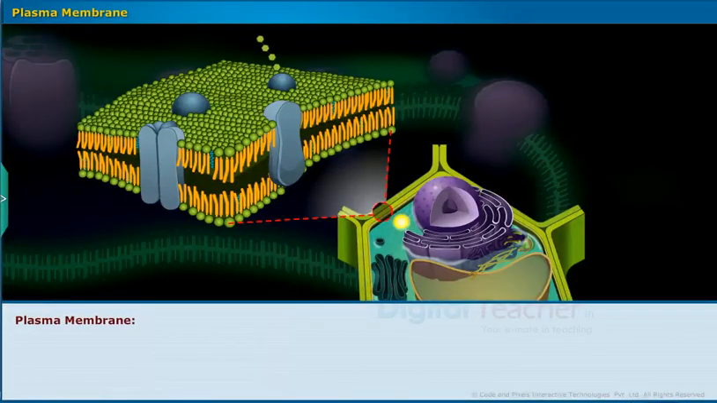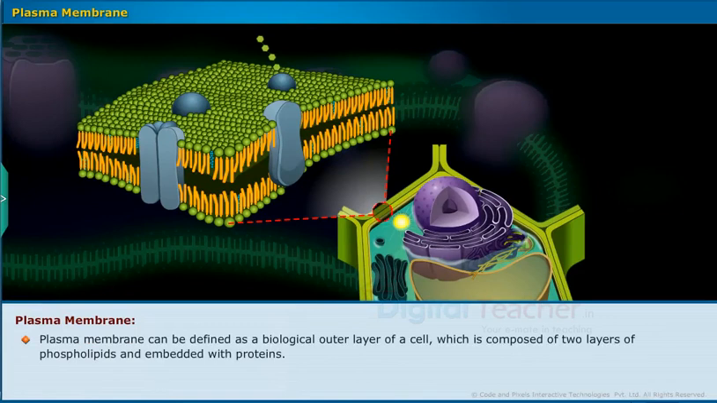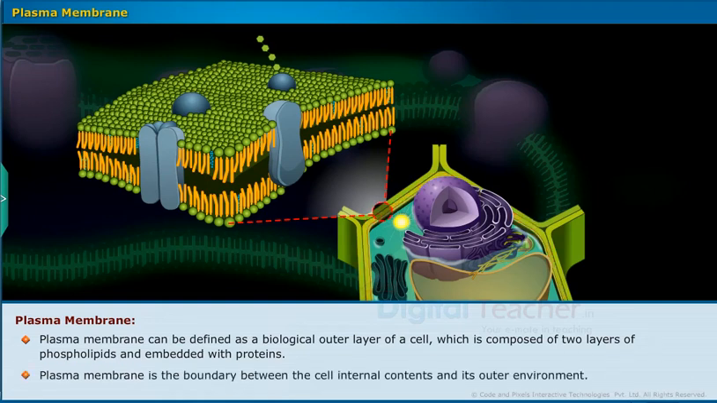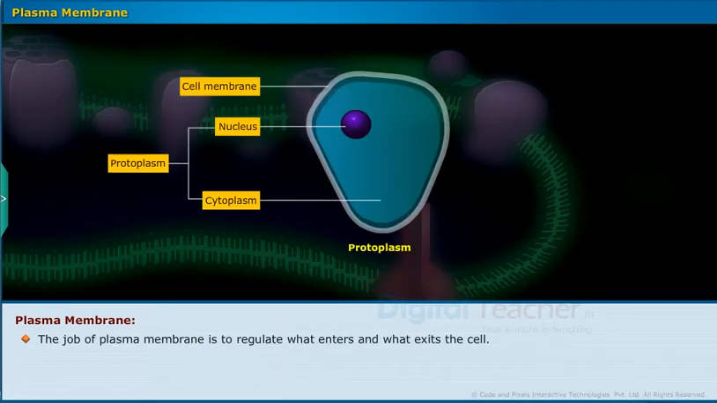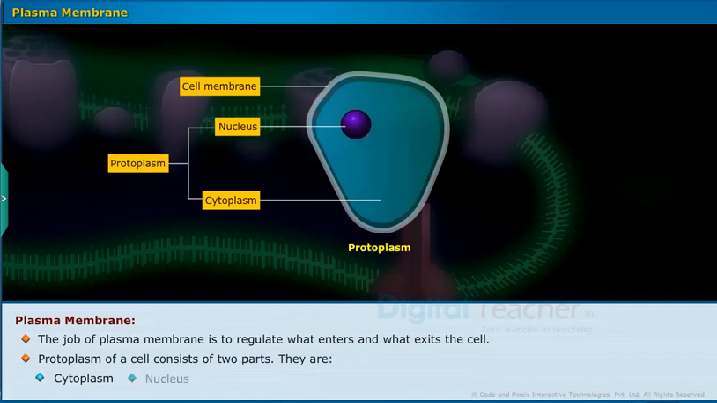Let us study about the plasma membrane. Plasma membrane can be defined as a biological outer layer of a cell, which is composed of two layers of phospholipids and embedded with proteins. Plasma membrane is the boundary between the cell's internal contents and its outer environment. The job of plasma membrane is to regulate what enters and what exits the cell. Protoplasm of a cell consists of two parts. They are cytoplasm and nucleus.